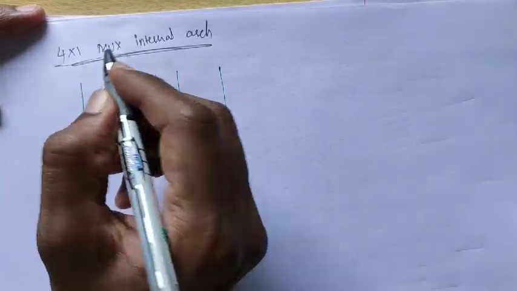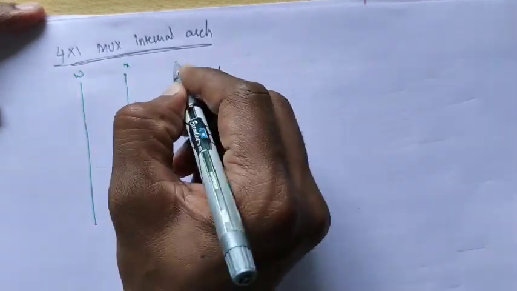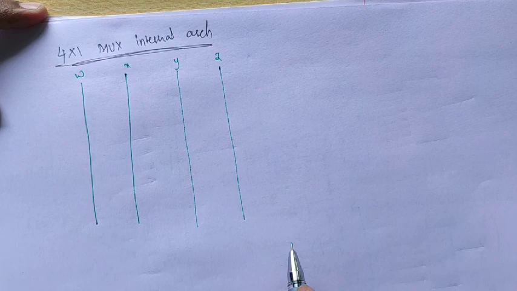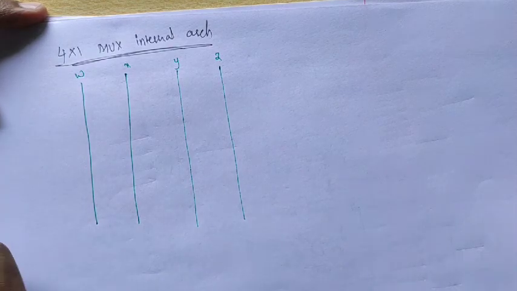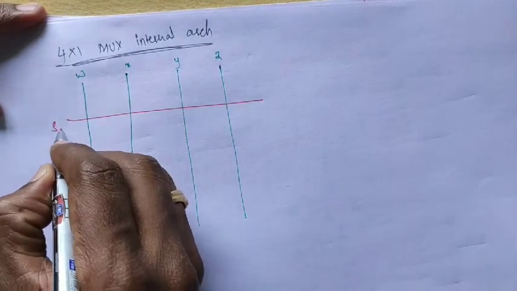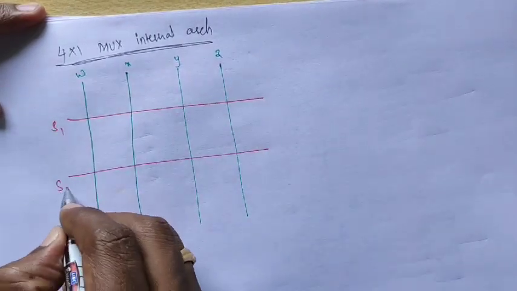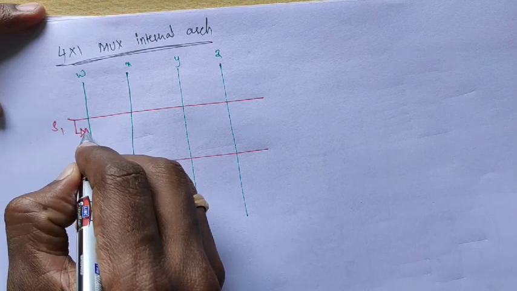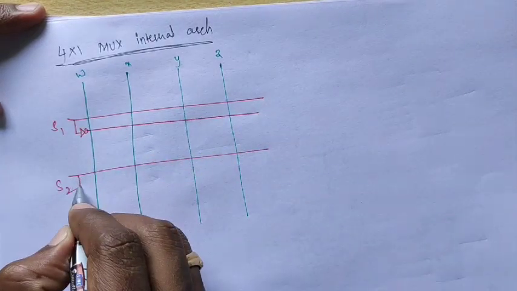Okay, let it be considered W, X, Y, Z. W, X, Y, Z. Okay, next, 2 inputs that we can call as selection lines, that is S1, S2 and its complement, S2 complement.